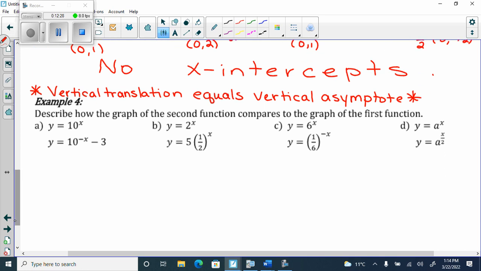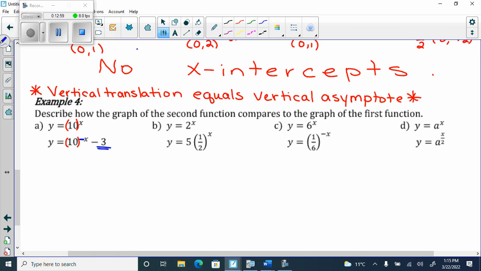For 4, let's look at A. A says, describe how the graph of the second function compares to the graph of the first function. In order to compare them, we have to have the same what? Base. So this is base 10. This is base 10. That makes me happy. Is 10 going to appear anywhere in this transformation? No. The only thing that's going to affect us here is we're going to have a negative in front of the 1 and this minus 3 at the back.